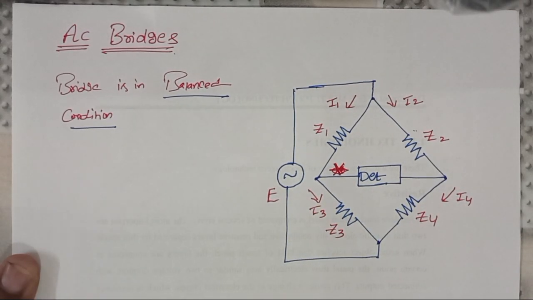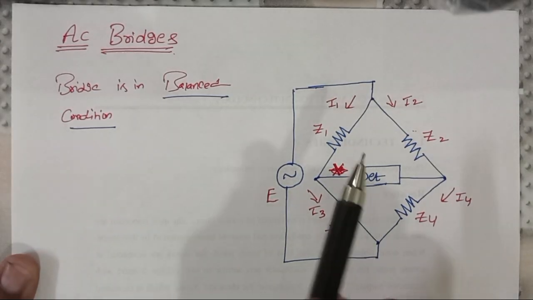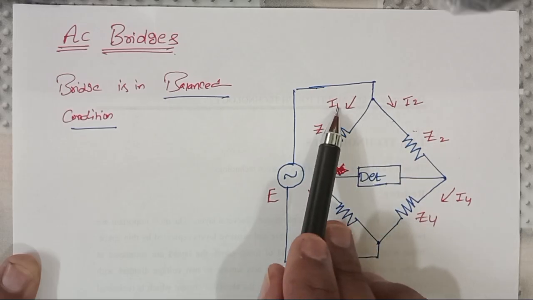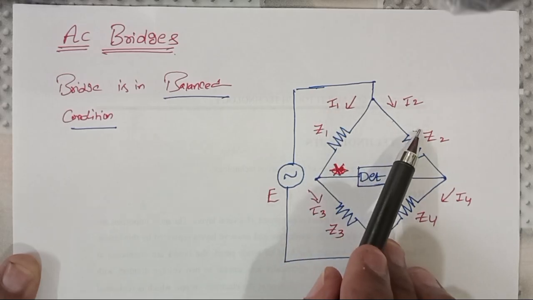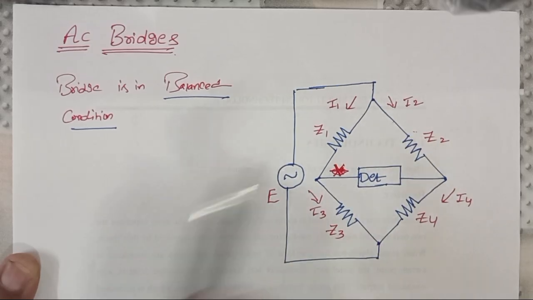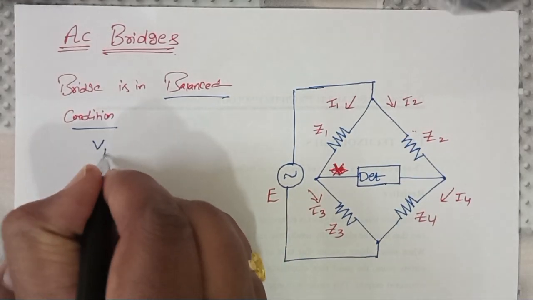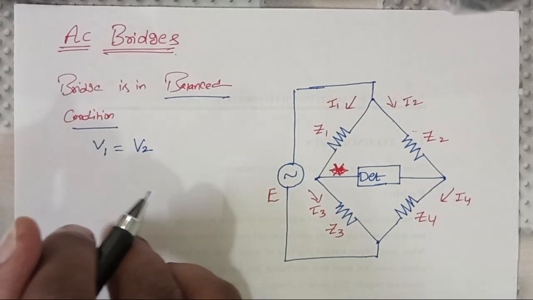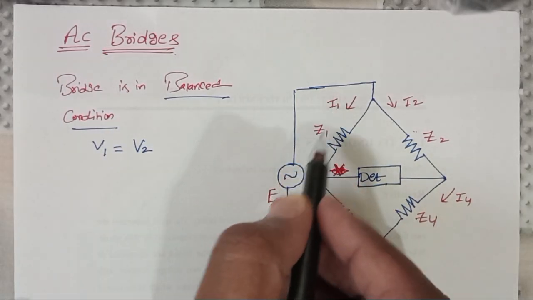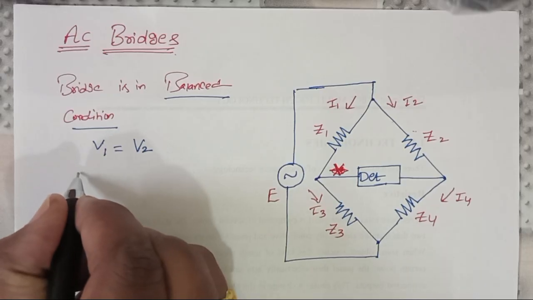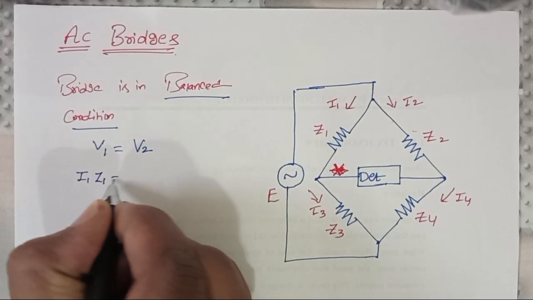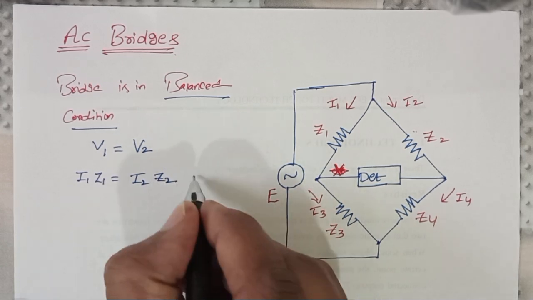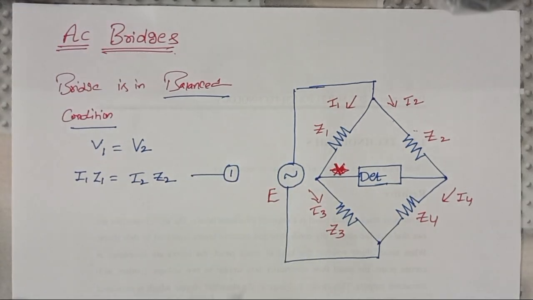Initially these two branches are in parallel, so the voltage at this branch is equal to the voltage at this branch. That means the voltage at the first branch is equal to the voltage at the second branch. So according to Ohm's law, I1 Z1 is equal to I2 Z2. Let it be equation number 1.